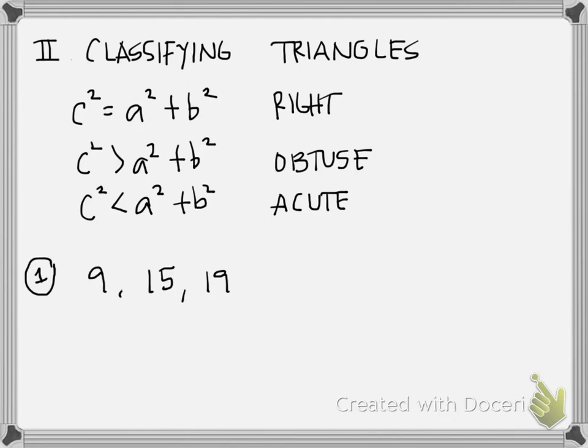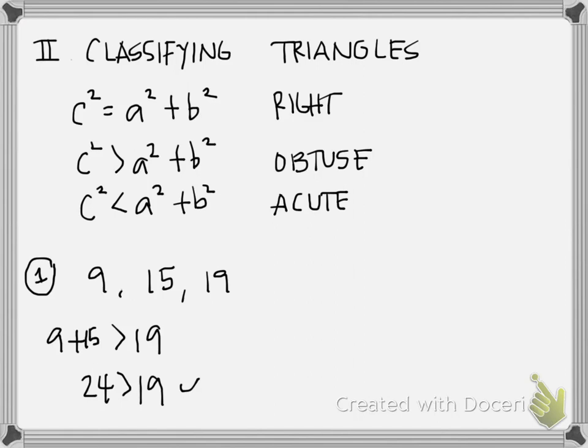Okay, so let's look at this one. 9, 15, 19. Remember that the first thing we have to check is that the two small sides have to be greater than the large side. And so that is true. So 9 plus 15 gives you what, 24? So 24 is greater than 19, so that's good. We have to just check that that could be a triangle.